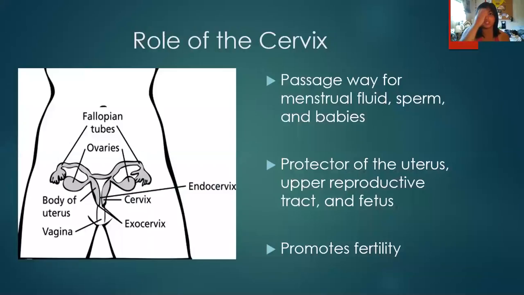So what role does the cervix play for women? It's basically a passageway for many different things: menstrual fluid, sperm, and of course, babies. It also is the protector of the uterus and the upper reproductive tract, which includes the fallopian tubes and the ovaries. It also protects the fetus from pathogens and bacteria. And it also promotes fertility because the glands produce mucus during the fertile stages of the menstrual cycle.